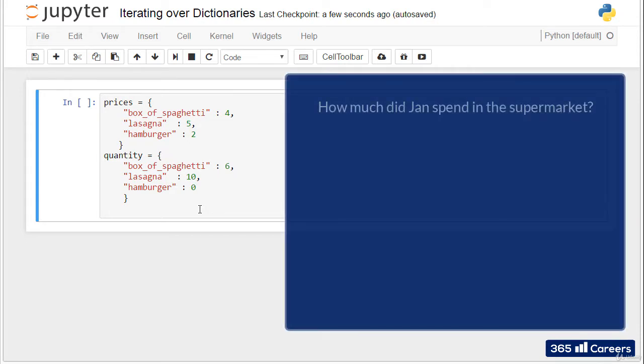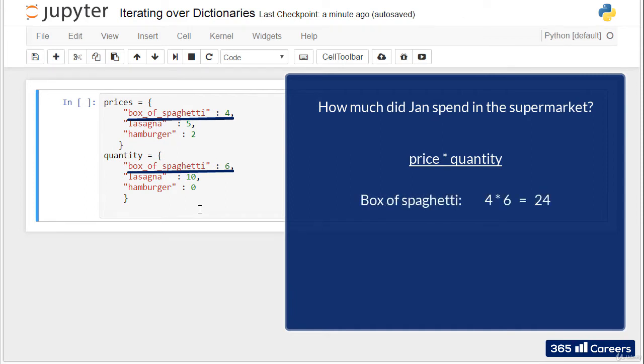Well, it is obvious you'll need to multiply the quantity of each food by its price. You must have noticed our dictionaries have exactly the same keys. We should exploit this. The procedure to go to the box of spaghetti in the first dictionary and take the value of 4, then get the value of 6 from the quantity dictionary, and then multiply those two must be repeated for each food product.